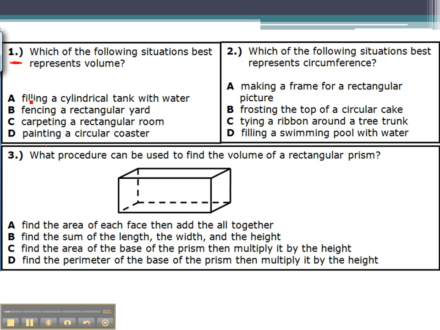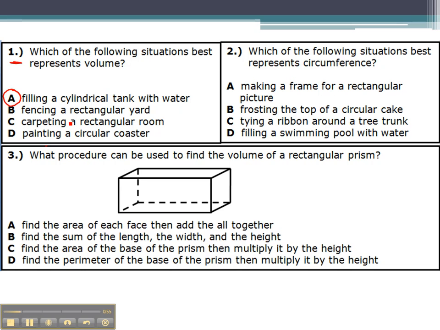So remember, we defined volume as capacity, or the number of space an object takes up, so the number of cubic units you could fit inside of a three-dimensional figure. Reading through these answer choices, the first one is filling a cylindrical tank with water. The water would take up space in all three dimensions, and that one would be volume. You'd be talking about meters cubed or centimeters cubed, or some amount of space that's being taken up by that water.